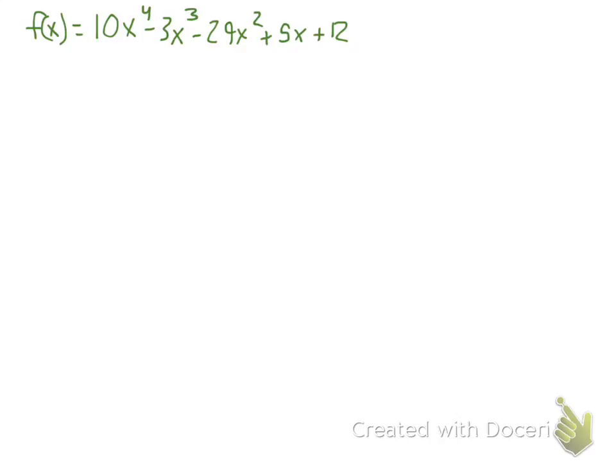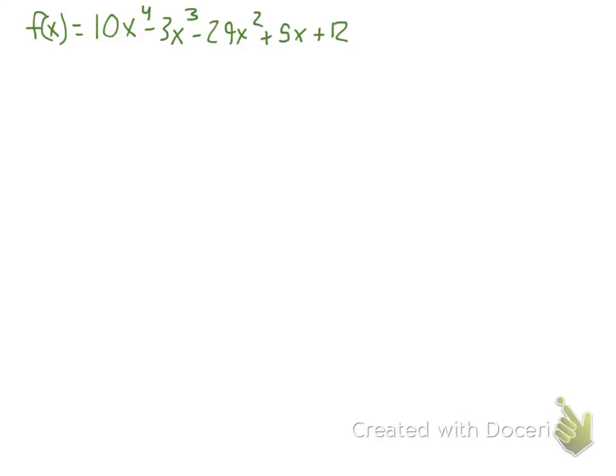Okay, this problem. 10x to the 4th minus 3x cubed minus 29x squared plus 5x plus 12. Find all zeros. How many will there be? There should be 4, because the degree is 4. Now, some of these problems, you are going to have to use a quadratic formula for, because it's not going to be factorable, but there's still zeros. So if you get down to a quadratic and you can't factor it, and this part where it's asking for the zeros, you use the quadratic formula.